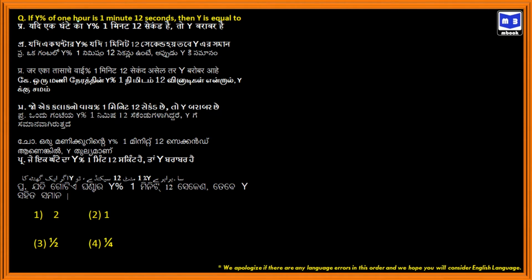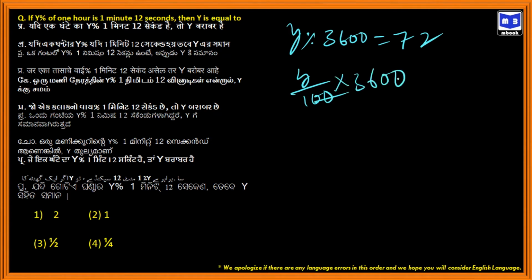If Y of 1 hour is 1 minute 12 seconds, then Y percentage is, Y is equal to 2. The answer.